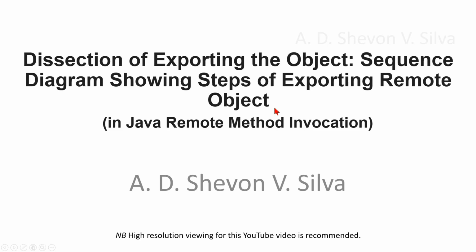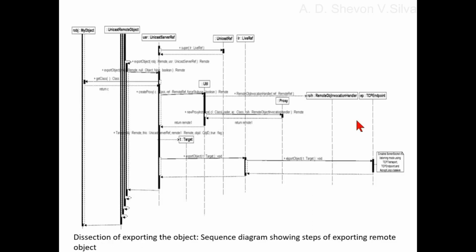Dissection of exporting the object. Sequence diagram showing steps of exporting remote object in Java Remote Method Invocation. Now we are considering a dissection of exporting the object. Here you can see a sequence diagram showing steps of exporting remote object.